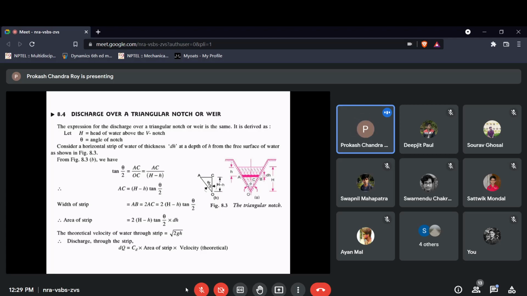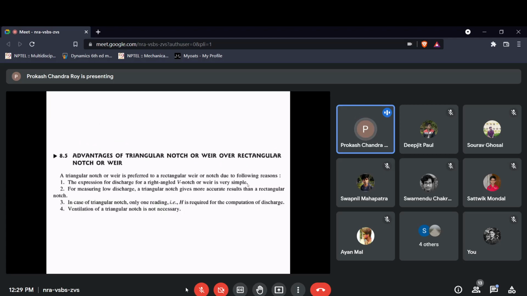So if you have fluctuation in the measurement, your V notch will be better than the rectangular notch. But on the other hand, if you have a fixed large volume of fluid over a certain period of time, in that case the rectangular notch is also okay. It will give you a better, more accurate result compared to the rectangular notch. Okay, so these are the things.